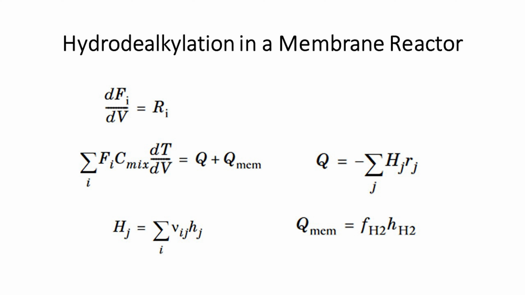In this expression, Hj is the heat produced by reaction j, calculated from this equation. In equation 5, Hi represents the species partial molar enthalpy, and vij the stoichiometric coefficient. The last term in the energy balance accounts for the energy transfer associated with the flow of hydrogen across the membrane, as shown here in this equation.